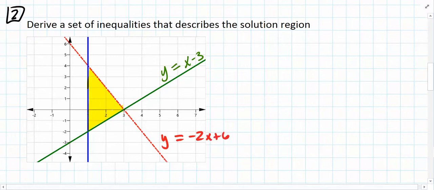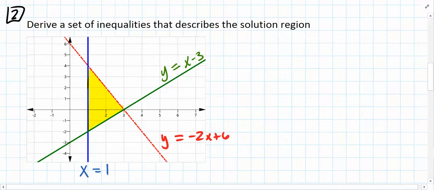What's the equation of the blue line? Well, since we're trying to find the solution region, shouldn't it be an inequality? When I create the system, we're going to change them to inequalities. So what's the equation for the blue line? The blue line is x equals 1. Very good.